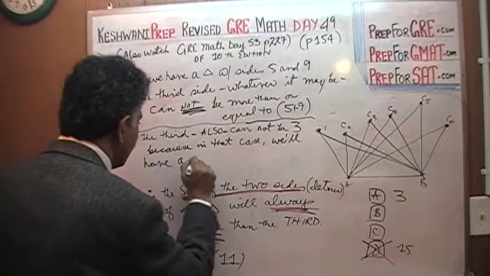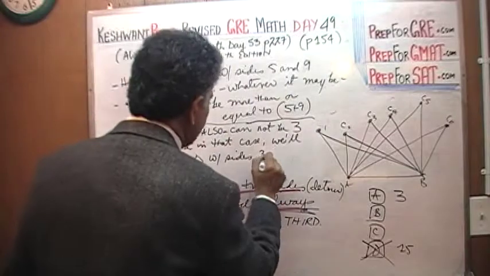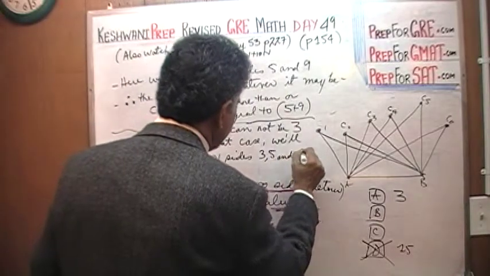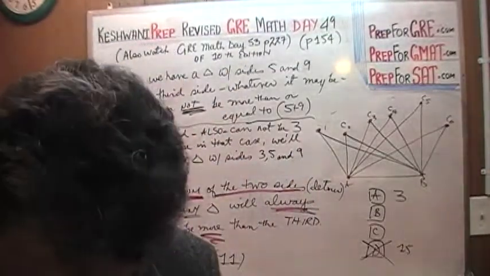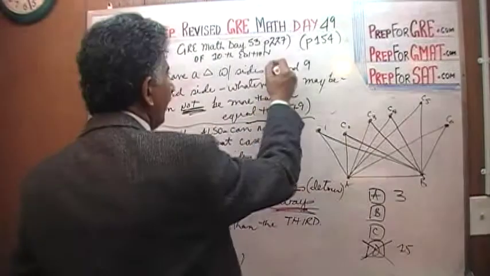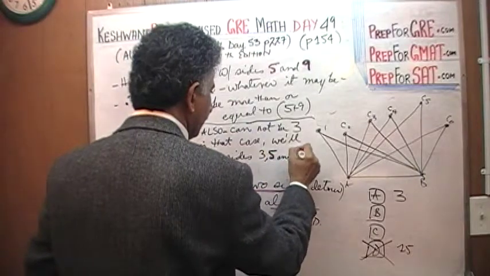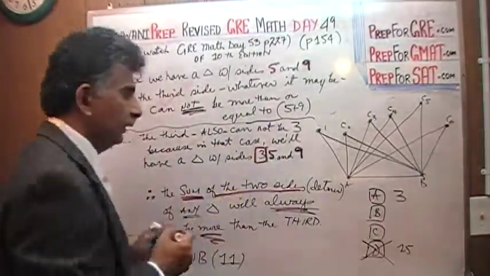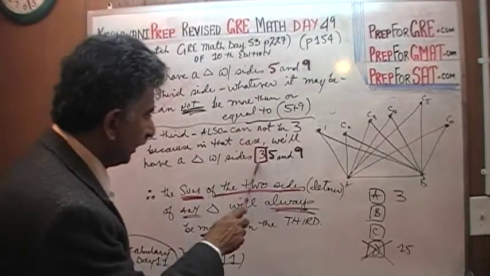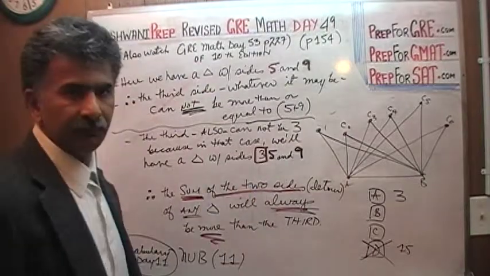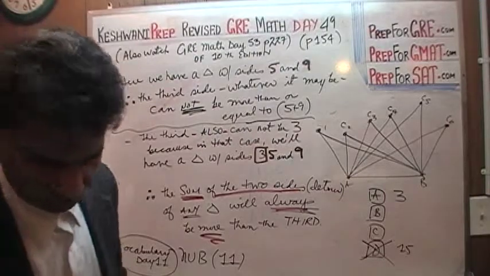We will have a triangle with sides 3, 5 and 9. What happens here? This 5 and 9 are given to us. If you're going to claim that the third side is 3, we again run into the same problem. We're going to end up having a triangle where the sum of the two sides, 3 and 5, is less than the 9. It is not possible. That's all, it's not possible. So A is not possible.